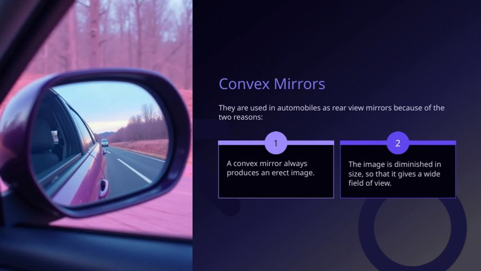Why? Well, there are two main reasons. First, because they provide a wider field of view, helping drivers see more of what's behind them. And second, because the images they produce are upright, making it easier to interpret what you're seeing without confusion. So, in summary, convex mirrors are a smart choice for situations where safety and visibility are crucial, like in cars, thanks to their ability to give us a broad view and upright images.